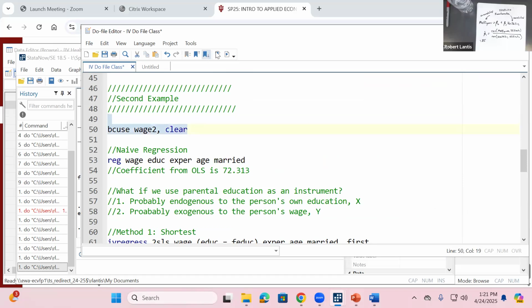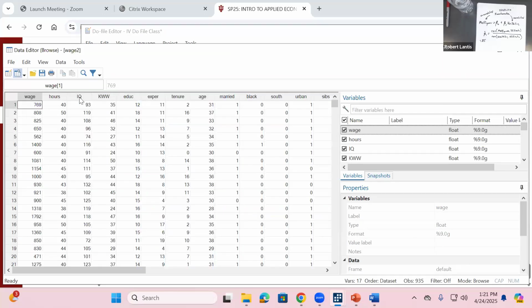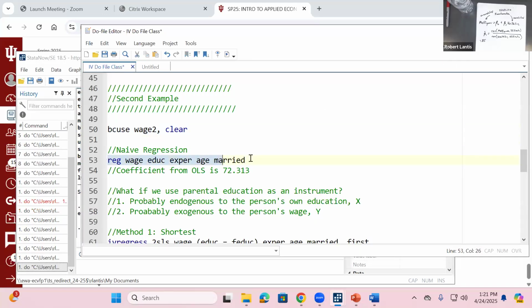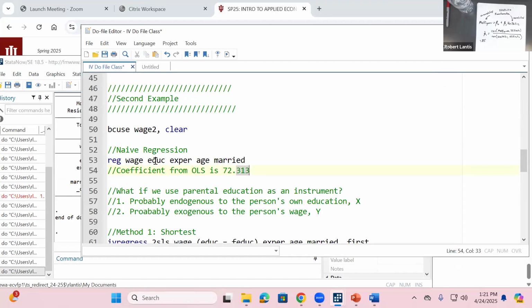So let's start up with this wage data set, a free data set that we can use. It looks like you've got wage, hours worked, IQ, and a bunch of other controls. We'll start by thinking about a naive regression where I'm just trying to predict wage using education, experience, age, and married. If I look at the coefficient on education, which here is in number of years, what's the effect of having one more year of education on my predicted wages? Do I want to continue going to college, or whatever it is?